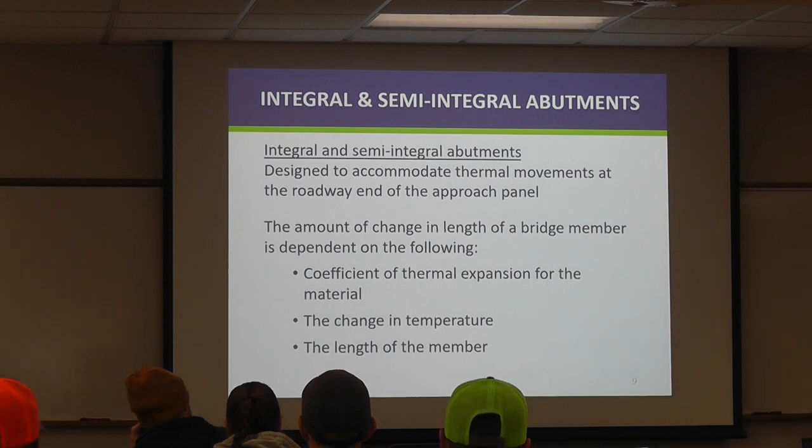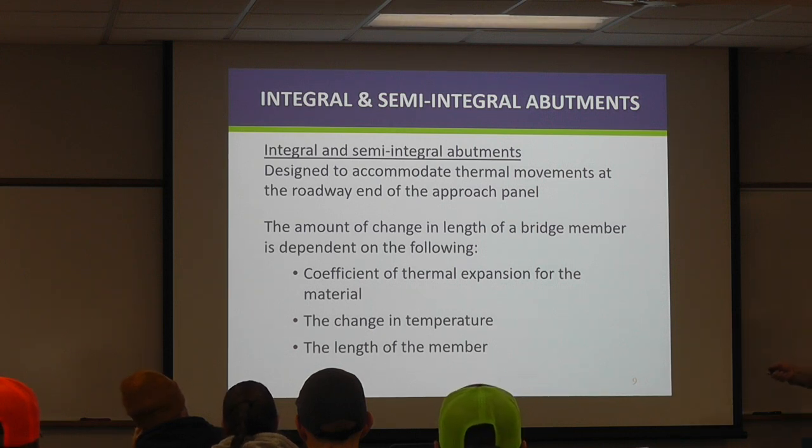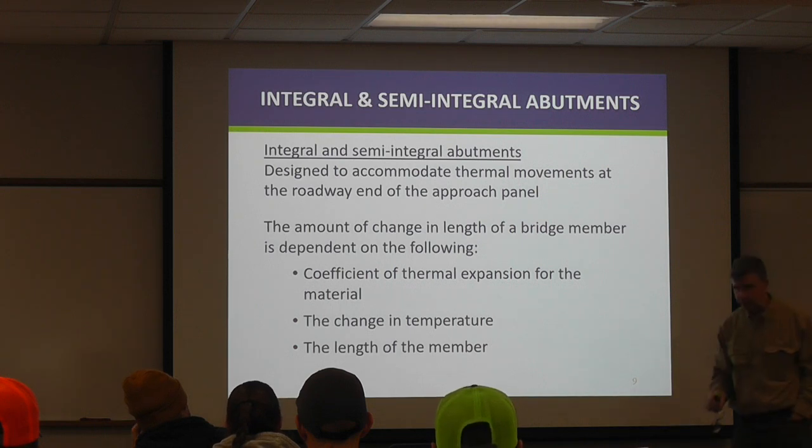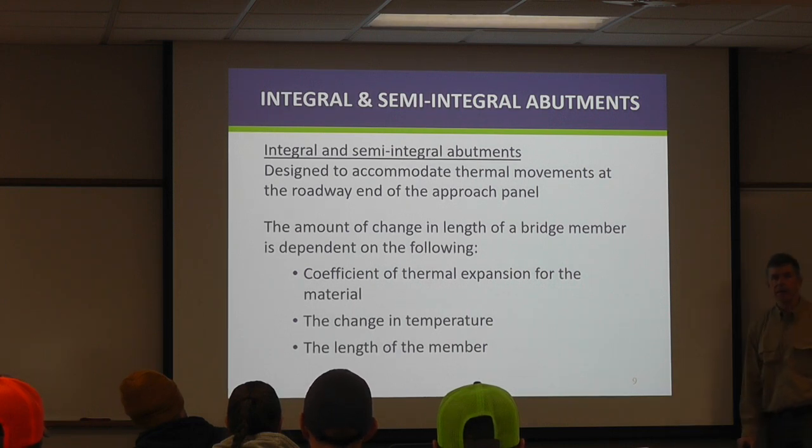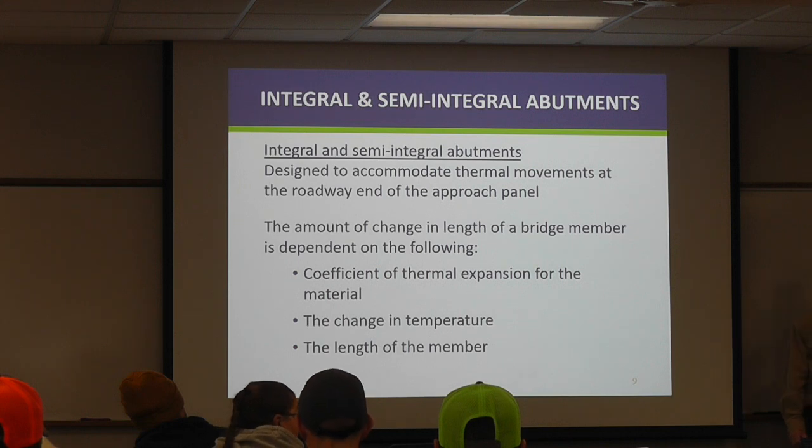The amount of change in length of a bridge is dependent on, the big one is temperature, the change in temperature. The coefficient of thermal expansion is pretty similar for steel and for concrete. So for concrete it's 0.000006, if I have the right number of zeros, and for steel it's 0.0000065. So there's 5 zeros and a 6.5. That means that they expand and contract relatively the same.